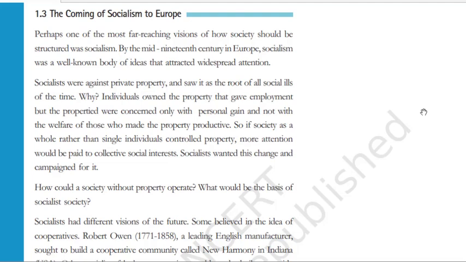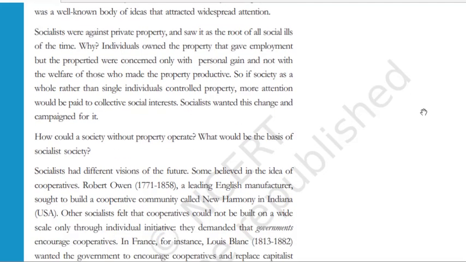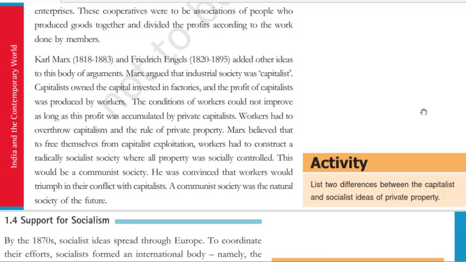Socialists wanted this change and campaigned for it. How could a society without property operate? What would be the basis of socialist society? Socialists had different visions of the future. Some believed in the idea of cooperatives. Robert Owen, 1771-1858, a leading English manufacturer, sought to build a cooperative community called New Harmony in Indiana, USA. Other socialists felt that cooperatives could not be built on a wide scale only through individual initiative. They demanded that governments encourage cooperatives. In France, for instance, Louis Blanc, 1813-1882, wanted the government to encourage cooperatives and replace capitalist enterprises. These cooperatives were to be associations of people who produced goods together and divided the profits according to the work done by members. Activity: List two differences between the capitalist and socialist ideas of private property.